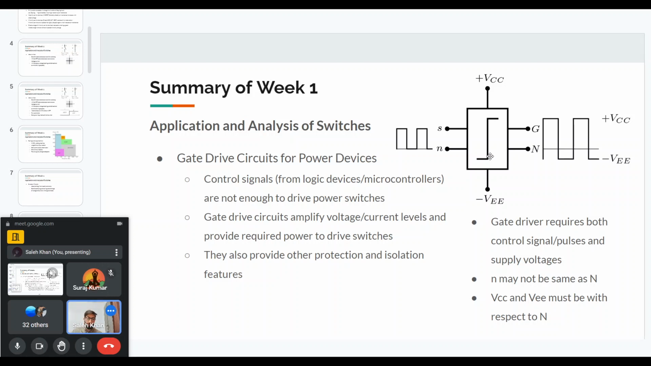Okay. So the gate driver basically has two kinds of inputs. One input is the control signal that I've shown here in the terminals S and N. This control signal will be basically when we want the device to turn on and when we want it to be turned off. And this control signal will be, as I said, in the signal level range from 0 to 3 volts or 0 to 5 volts. So that is one input to the gate driver.